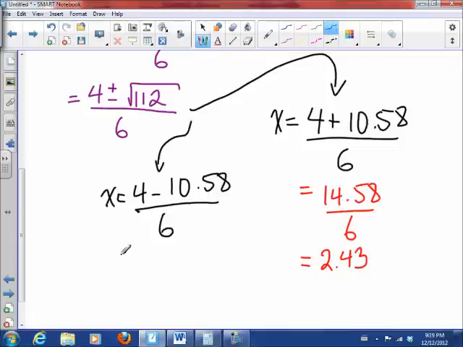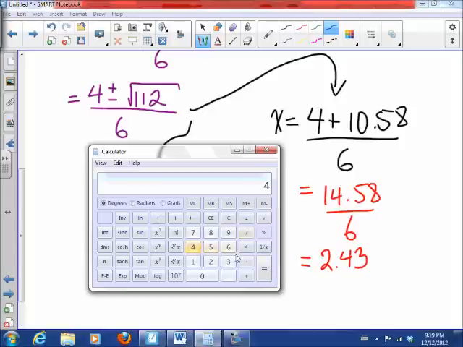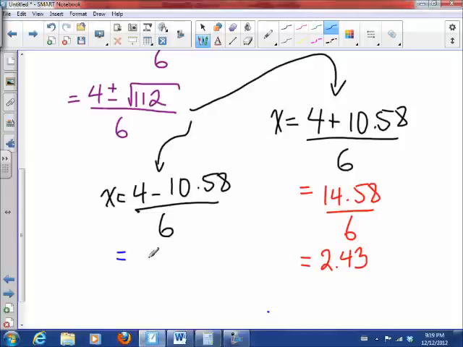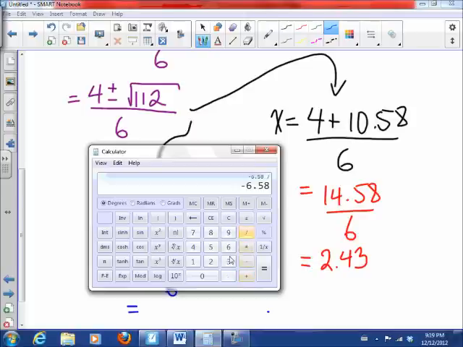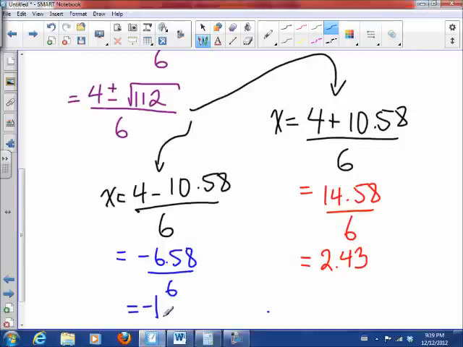And our other answer is going to be 4 minus 10.58. So 4 minus 10.58 is negative 6.58 divided by 6, which is negative 1.096, which we can round to negative 1.1. So again, two answers because of that plus or minus. Good? So there's answer number 1, answer number 2.